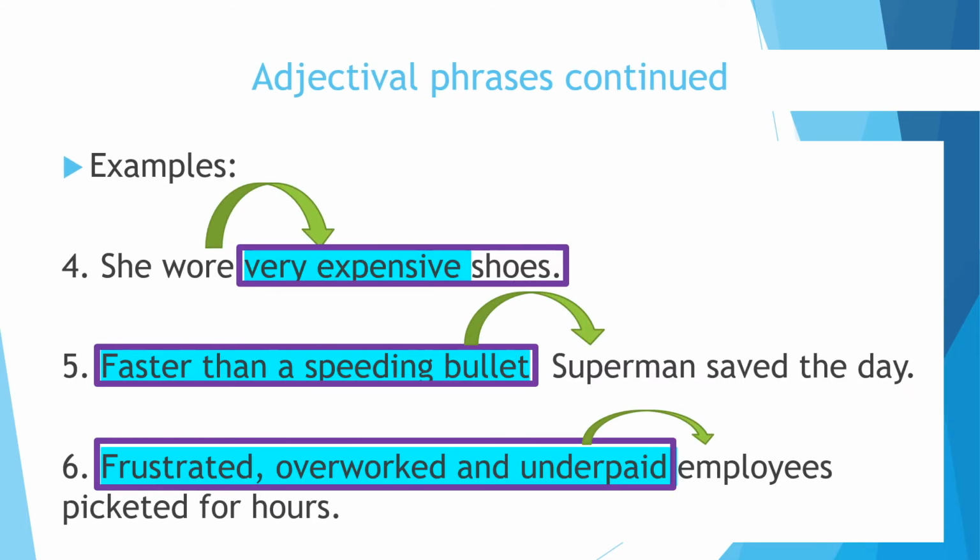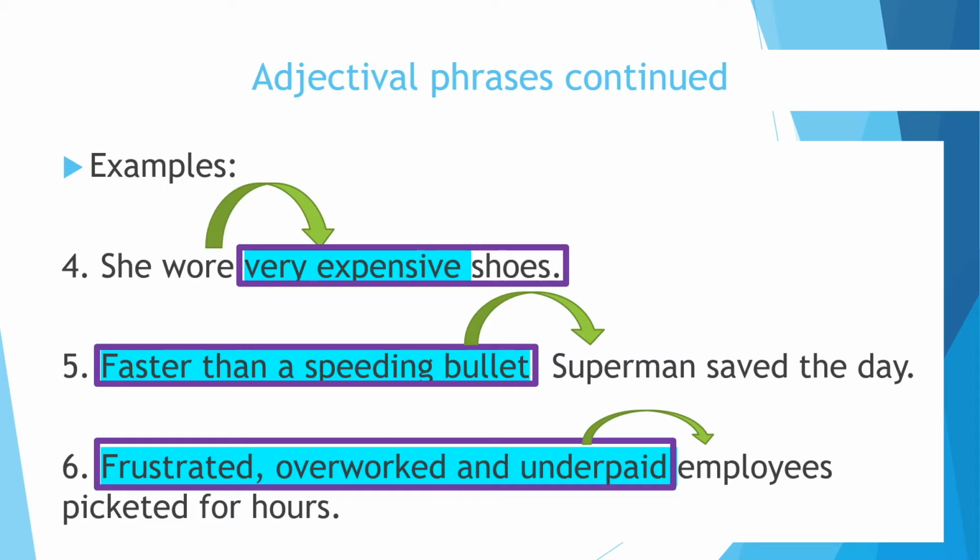Adjectival phrases continued. As with any rule in English, there are always exceptions. An adjectival phrase does not always begin with a preposition or participle. Let's look at these few examples. Number 4. She wore very expensive shoes. In the sentence, there is no preposition and there is no participle. So how do we know where the phrase is?